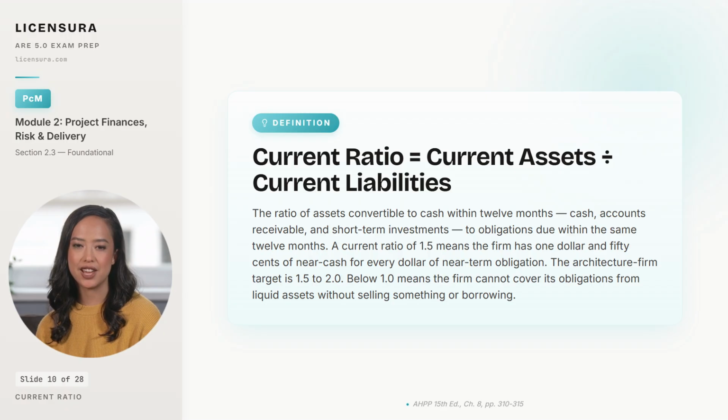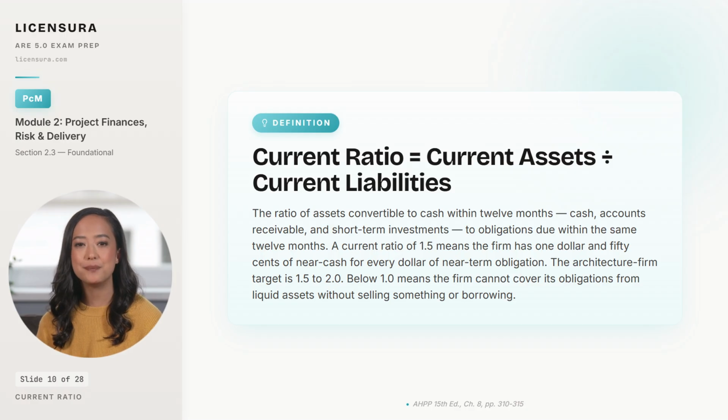means the firm has $1.50 of near cash for every dollar of near-term obligation. A ratio of 1 means it has exactly enough. Below 1 is the danger zone, because the liquid assets do not cover the obligations and something has to give, either an asset sale, a new line of credit, or a missed payment. The healthy band for architecture firms is 1.5 to 2.0. Higher than that often signals that cash is sitting idle when it should be reinvested or distributed.